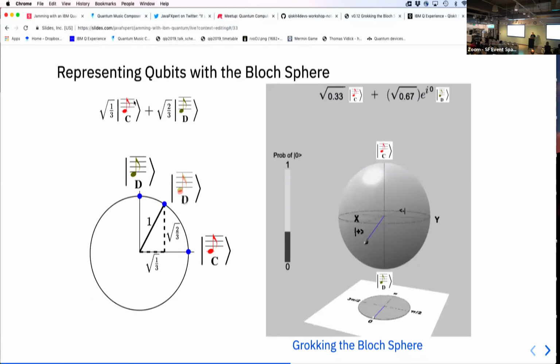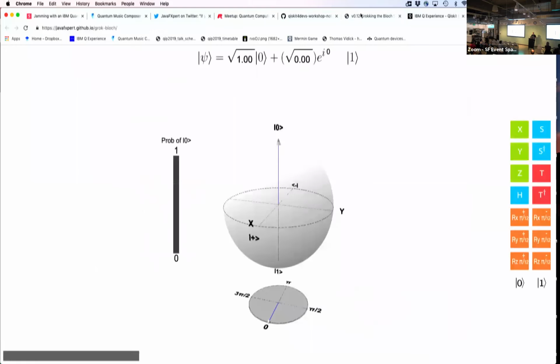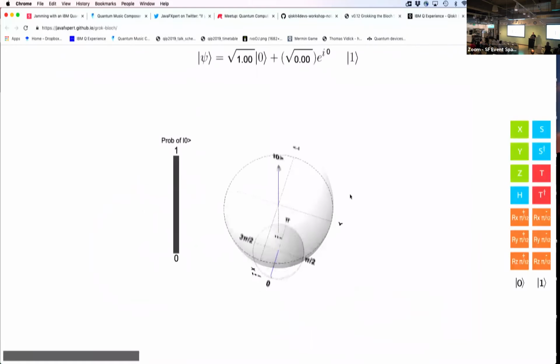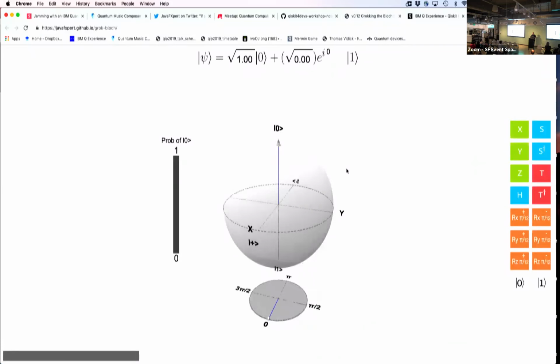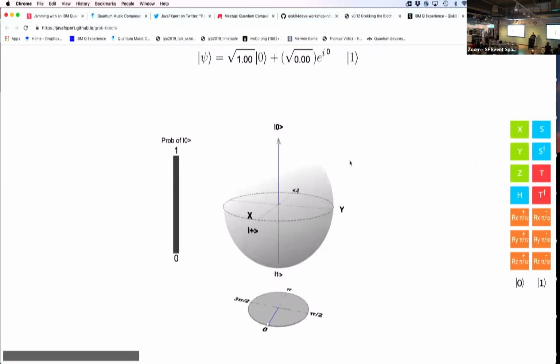So if you click this link, Grokking the Bloch Sphere, we've got this visualization that I created to help people visualize a quantum state on a Bloch sphere, and also visualize different quantum gates that are very common in quantum computing. For example, here's an X gate. An X gate is analogous to a NOT gate in classical computing.